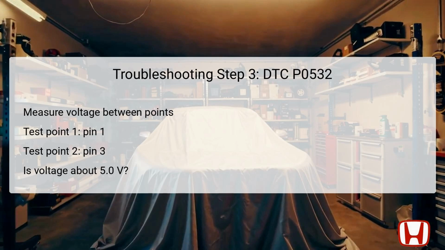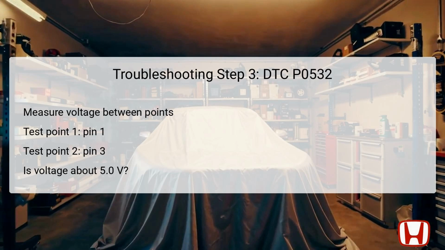Ensure the vehicle is in the on mode while keeping the AC pressure sensor 3P connector disconnected. You'll utilize a multimeter to examine the voltage between test point 1, which corresponds to pin 1 of the female terminals of the AC pressure sensor 3P connector, and test point 2, which is pin 3. It is crucial to check for a voltage reading of approximately 5.0 volts.